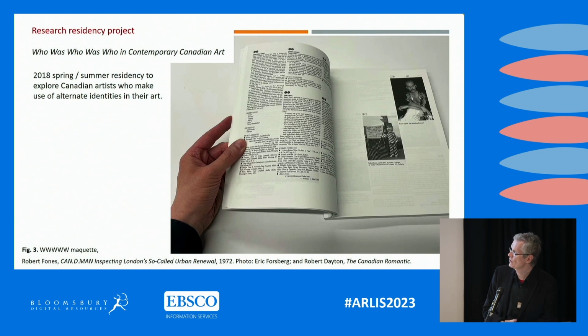So my own research residency, Who Was Who in Contemporary Canadian Art, was a 2018 spring and summer research residency to explore Canadian artists who make use of alternate identities in their art. And there were a number of outputs connected to this.